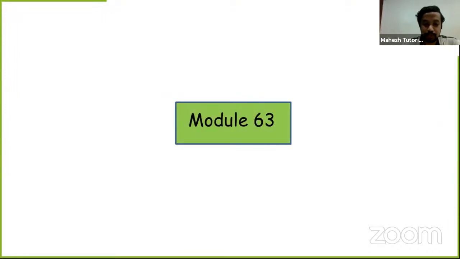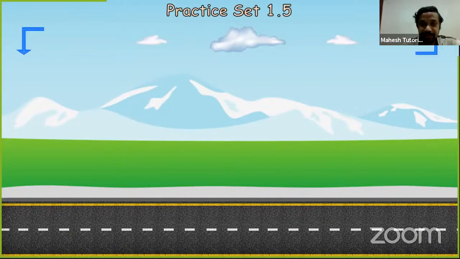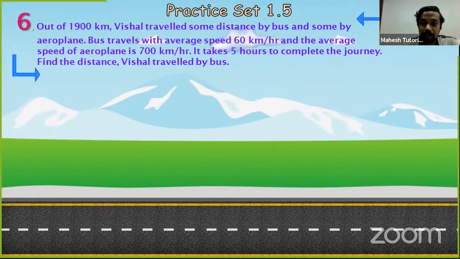Okay. Now, students, let us proceed towards the next word problem. Practice set 1.5. Question number 6. A sum carrying weightage of 4 marks. Students, an important word problem from your examination point of view. I want every one of you to read the question together now.